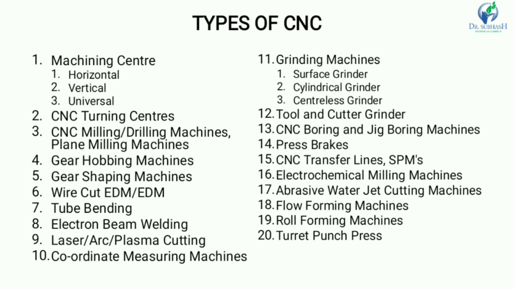In grinding machines, there are surface grinder, cylindrical grinder, and centerless grinder, tool and cutter grinder, CNC boring and jig boring machines, press brakes, CNC transfer lines, SPMs, electromechanical milling machines, abrasive water jet cutting machines, flow forming machines, roll forming machines, and turret punch. So these are the different types of CNC machines.